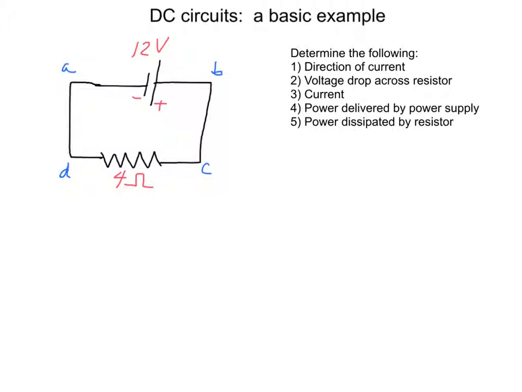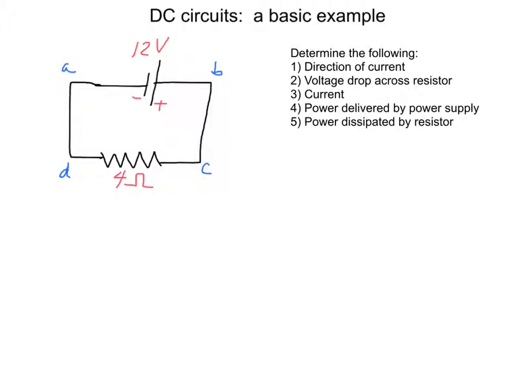So in this problem we want to do the following. First we want to find the direction of the current. Then we want to find the voltage drop across this 4 ohm resistor in the direction of the current. We want to find the value of the current itself. We want to find the power delivered by this power supply and dissipated by this resistor.